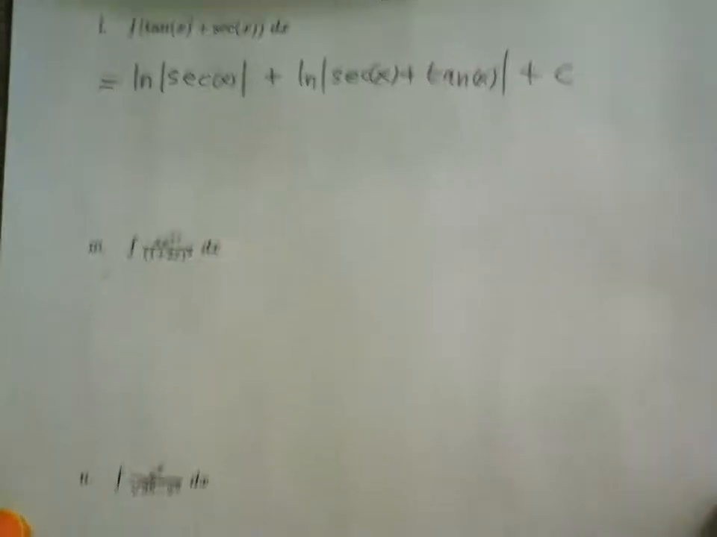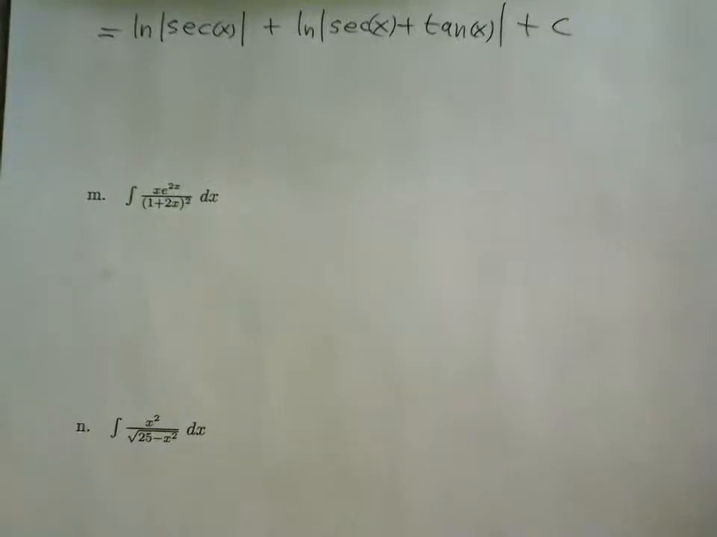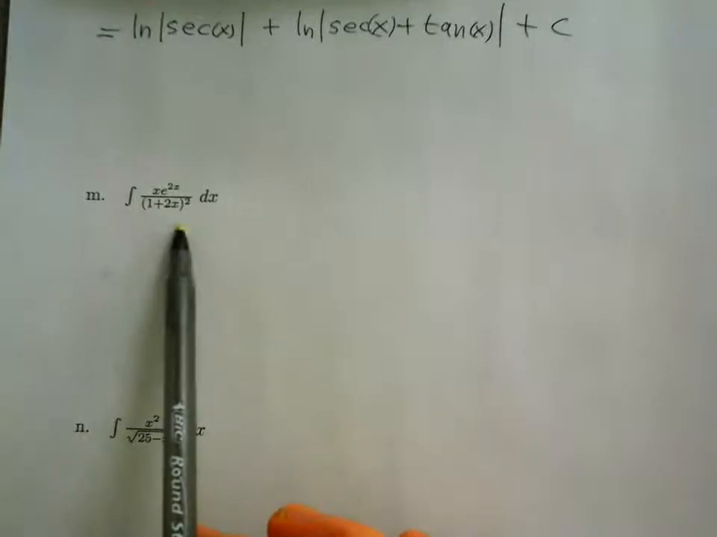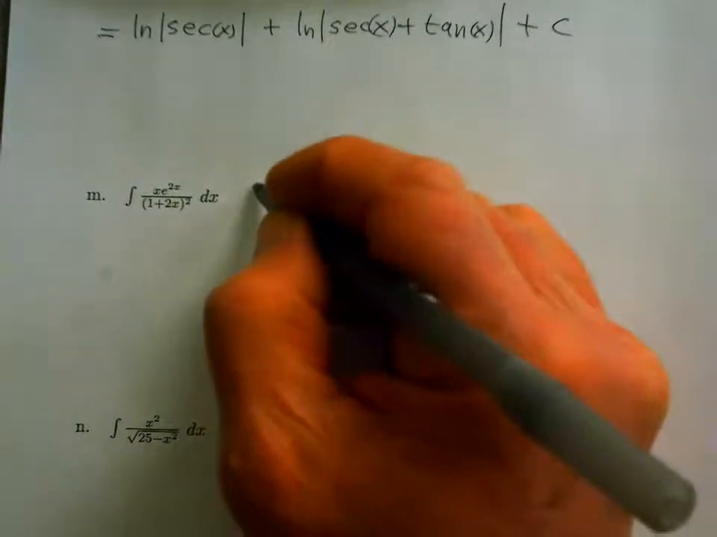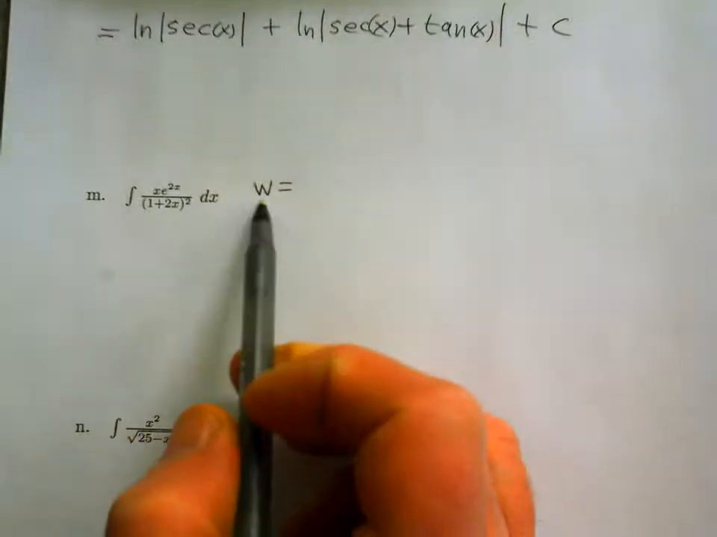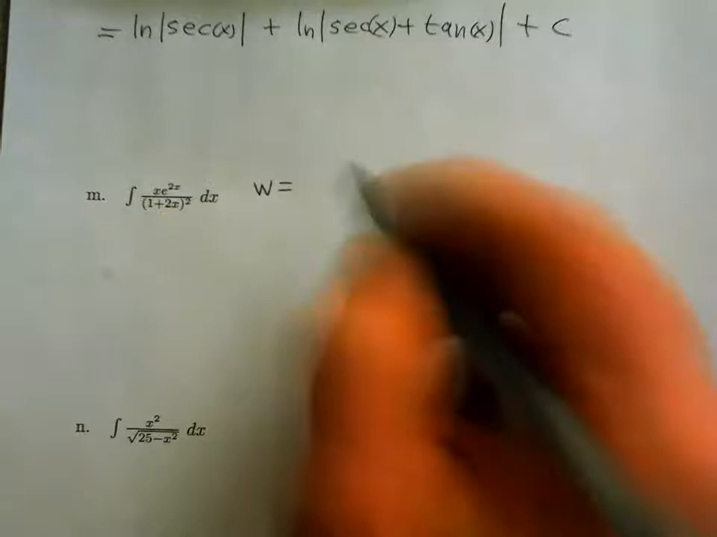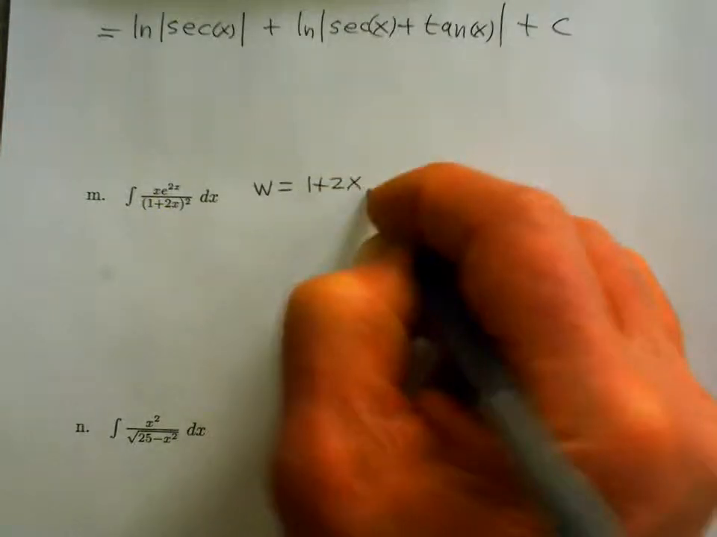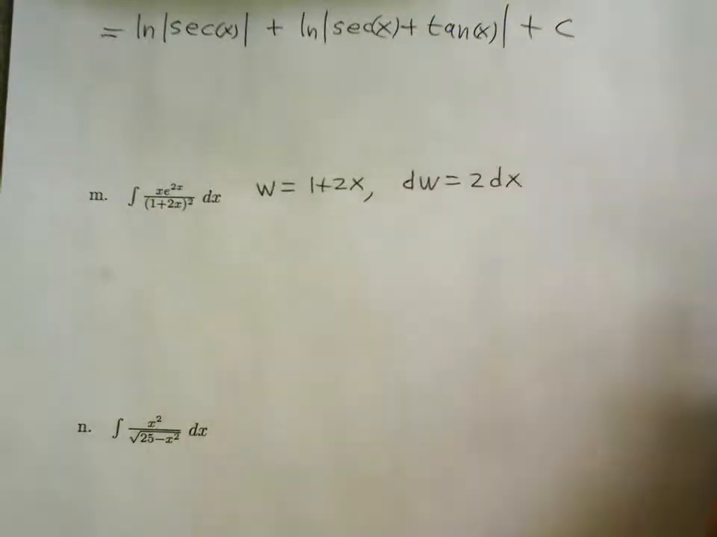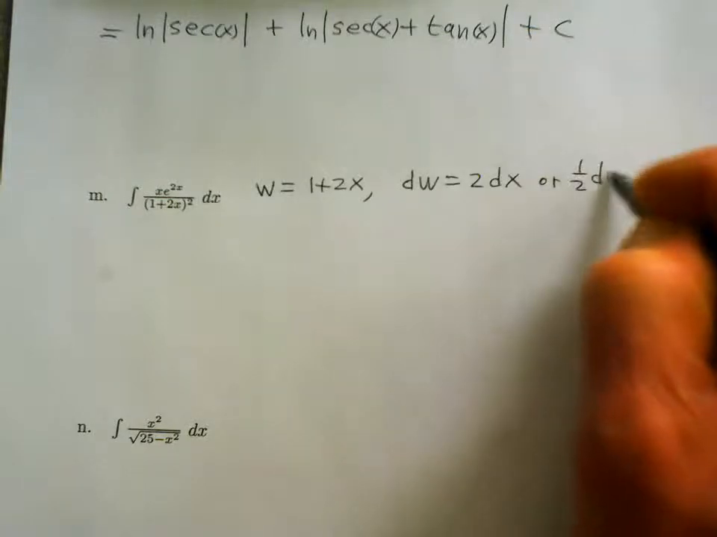Okay, in part M, this one can take a lot of time, so I'll just set this one up. I'm going to use w as my substitution variable, and I'm going to write w equals 1 plus 2x. So dw is equal to 2 times dx, or 1/2 dw equals dx.